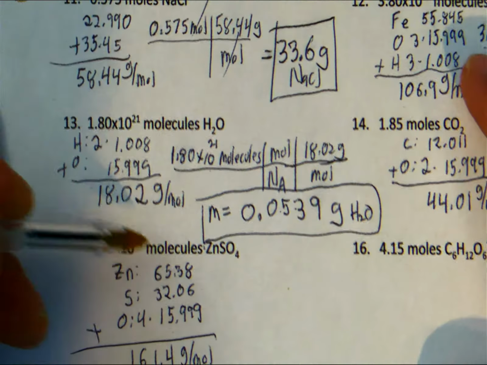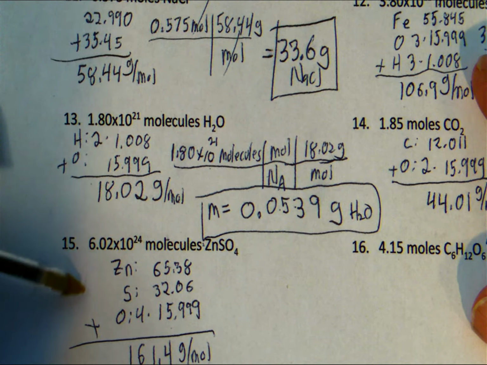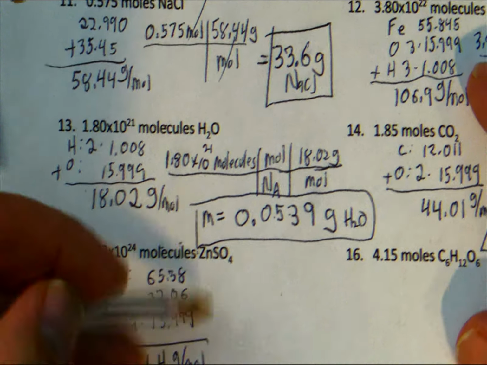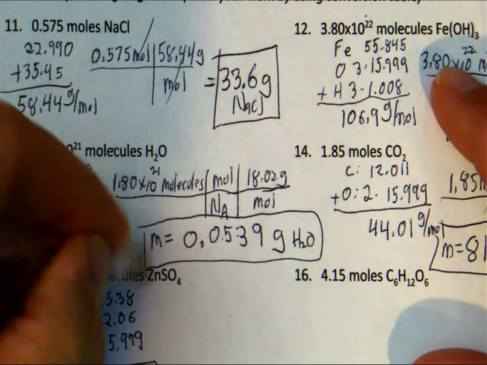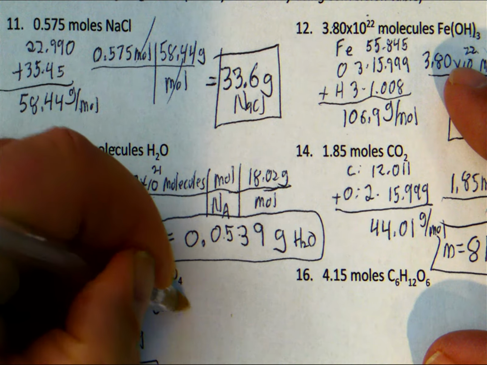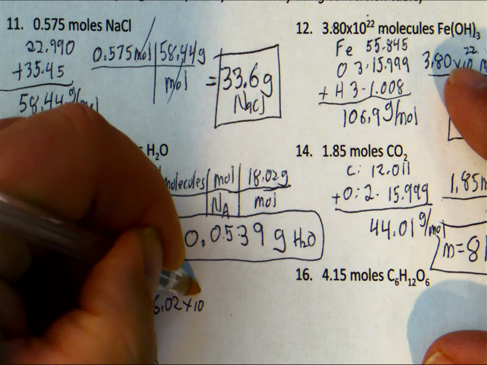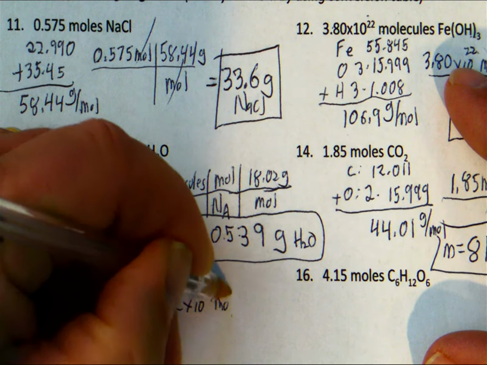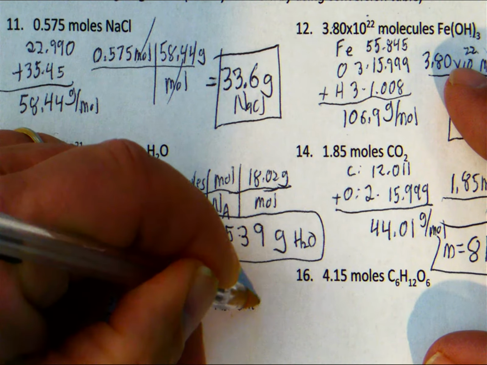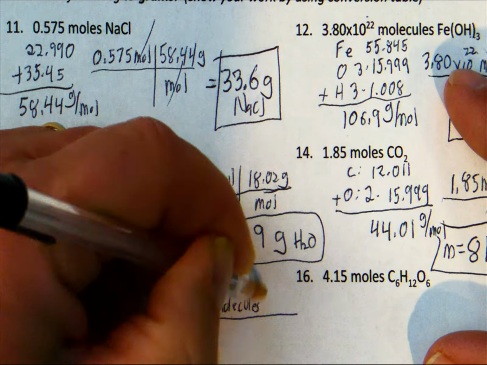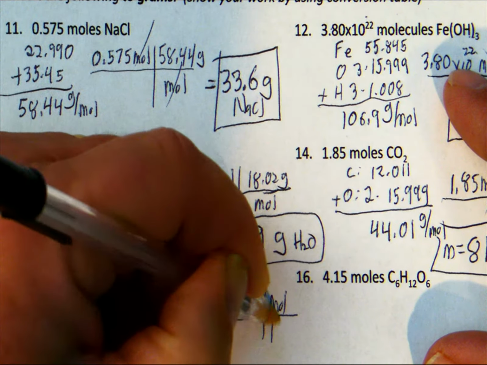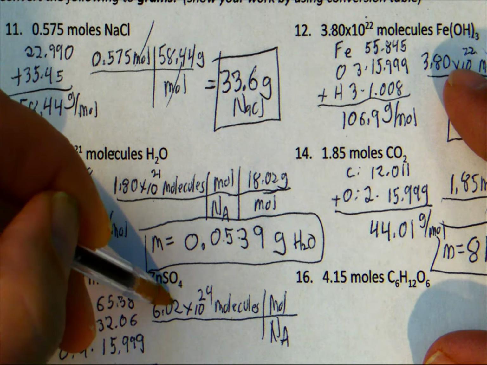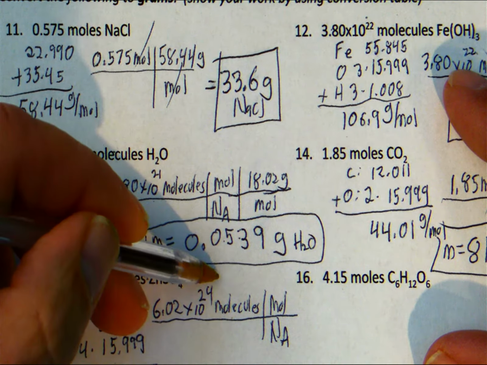Next, I take the number of molecules, turn them into the number of moles, take the number of moles, multiply the grams per mole, and I'll have the answer. So that's going to be 6.02 times 10 to the 24th power molecules times 1 mole per Avogadro's number, which is 6.022 times 10 to the 23rd power.